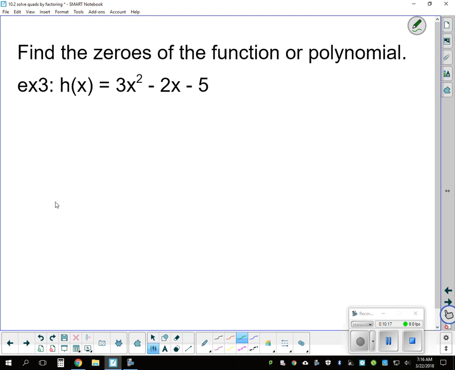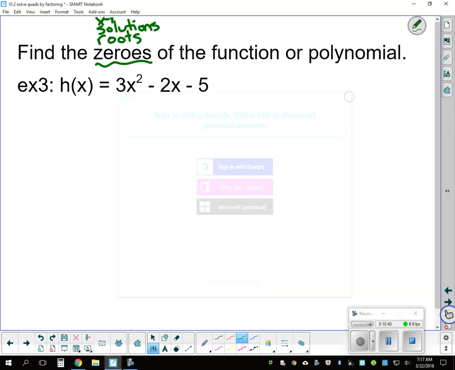Okay, example 3, find the zeros of the function or polynomial. What does that mean? Well, what are zeros? Zeros are the same thing as roots, which are the exact same thing as solutions, which are the same thing as x-intercepts. These all mean the same thing. So these directions are no different than saying solve. They might say find the roots, find the x-intercepts, find the solutions, solve, whatever. It's all the same thing.